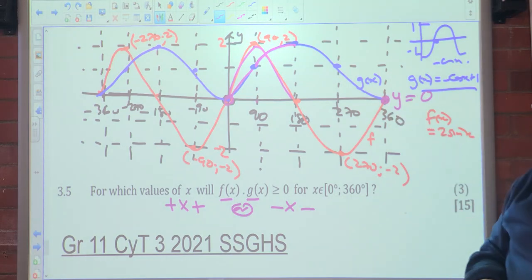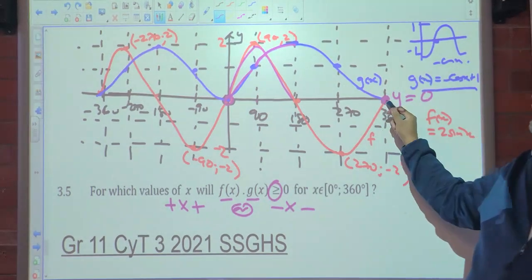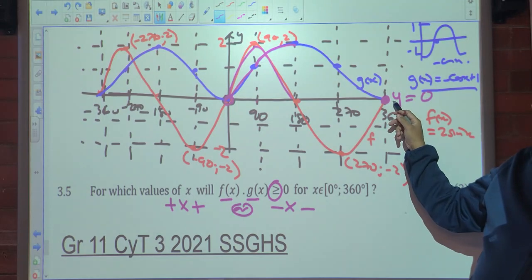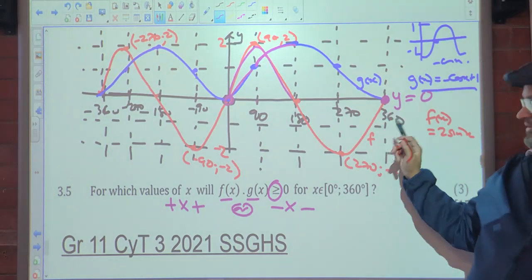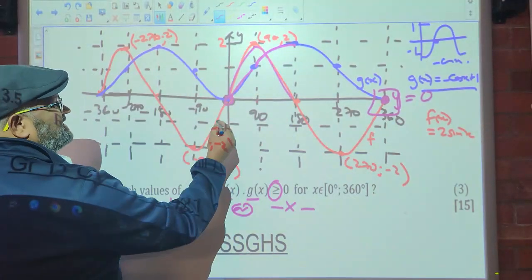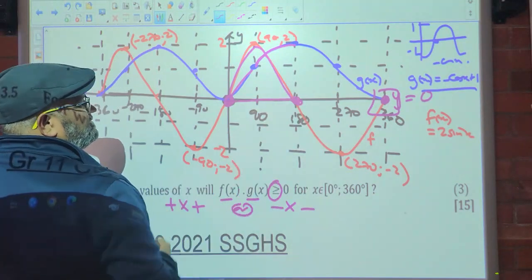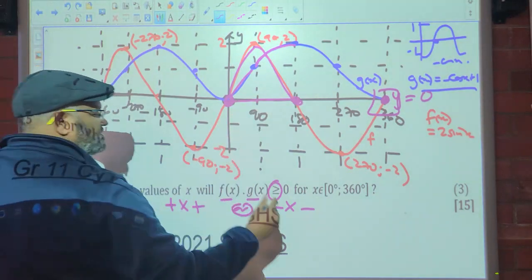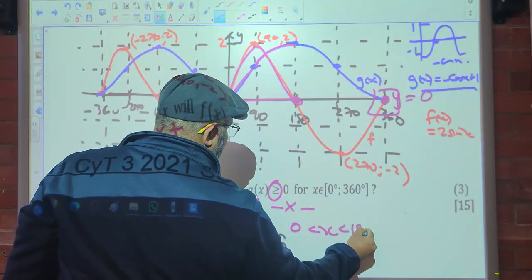Till 360 again. So we say here, it must be equal as well. So I have to put this in y, because it's equal at 0 there. Equal to 0 here. Not so? Right, so that point I'm going to write in as well. So in other words, it's from 0 to 180. Can you see that? It's a continuous solution. So I say x is greater than 0, but less than 180.